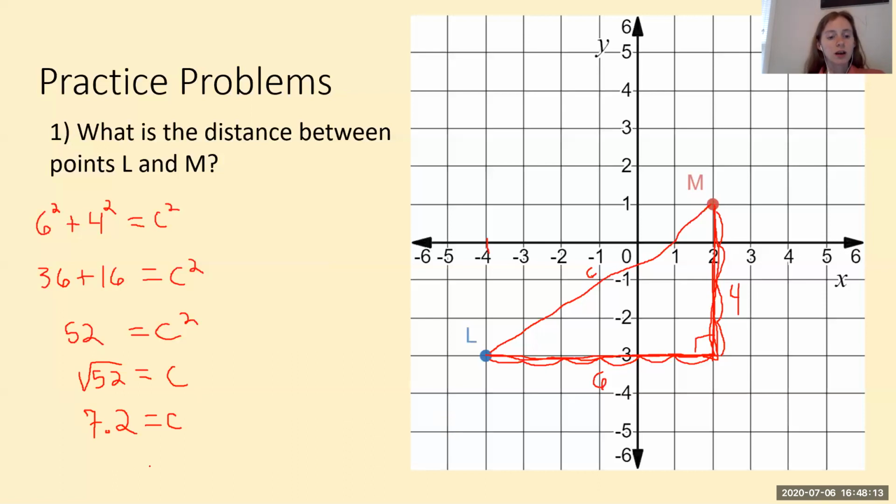And I can do a little common sense double check here, right? We know that our hypotenuse is always the longest side of the triangle. And so when you do your calculations, that number should come out a little bit larger than either of your two legs. And that's true in this case, right? We know that our hypotenuse is 7.2, just a little bit longer than either of our two legs.